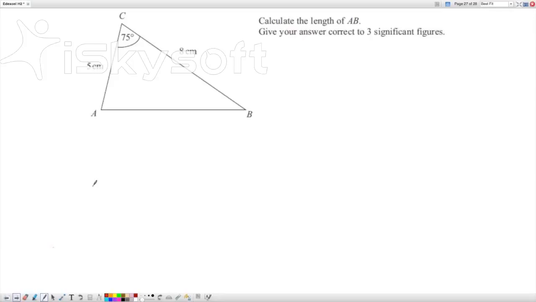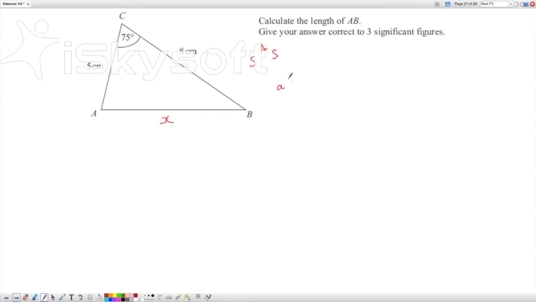For this question, we're asked to find the length AB. Here we have a side, an angle, enclosed by the other side. So we can use our cosine rule to find the missing length. We have the situation side, angle, side. The angle is enclosed by two sides here, 5 and 8.